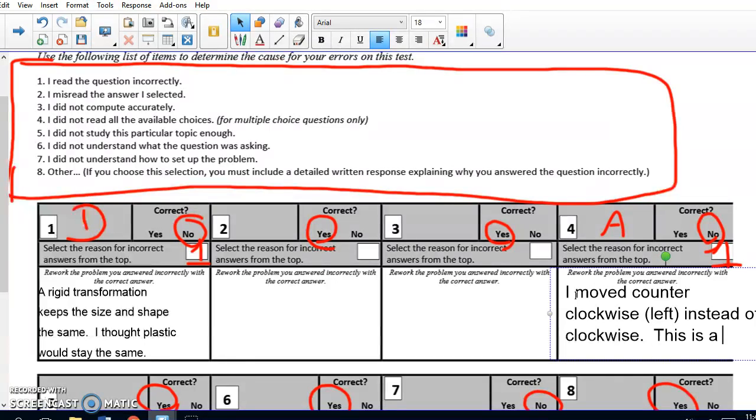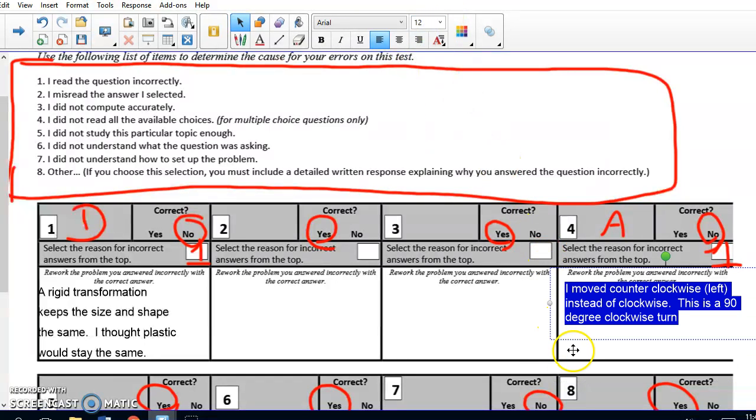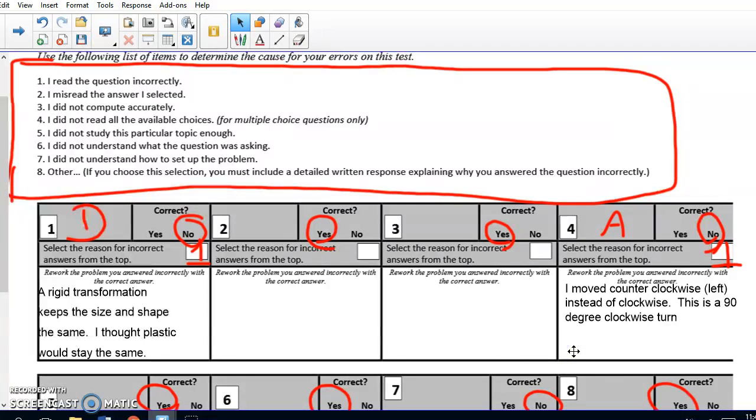This is a 90-degree clockwise turn because I knew it was a rotation. So I'm just going to use the word turn to let my teacher know that I really do understand what a rotation is. I was just reading it incorrectly. And again, that was words.